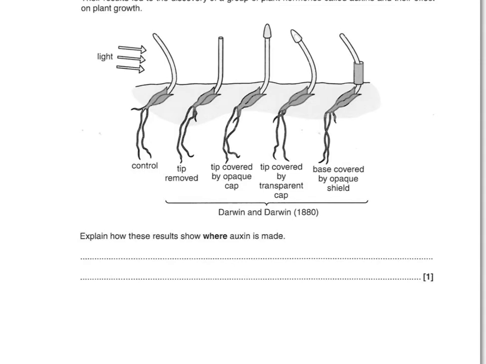So, for 1 mark, you've got to say the auxin is made in the tip, and you've got to say because when the tip is covered or when it's missing, there's no growth towards the light. So there's 1 mark for saying both those things. Auxin is made in the tip, because when the tip is covered or missing, there's no growth towards the light, or there's no bending towards the light.